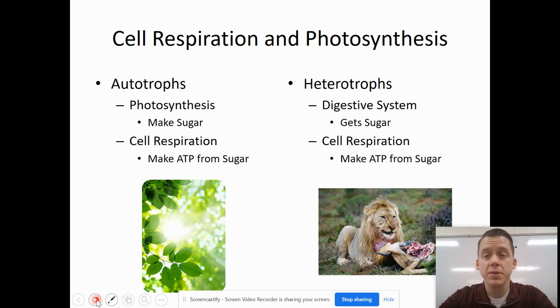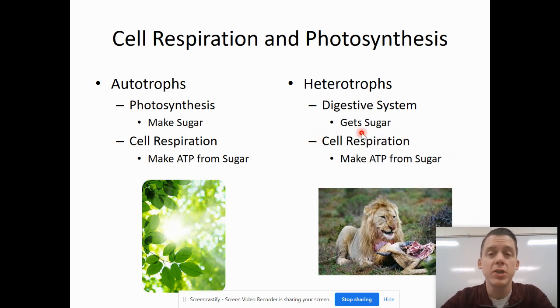As a reminder, autotrophs and heterotrophs are different organisms. Autotrophs are organisms that undergo photosynthesis. That means they make their own sugar; they cannot eat. Autotrophs still undergo cellular respiration. Heterotrophs can't photosynthesize. Instead, a heterotroph has to eat other organisms to get sugar and other food. But heterotrophs also undergo cell respiration.